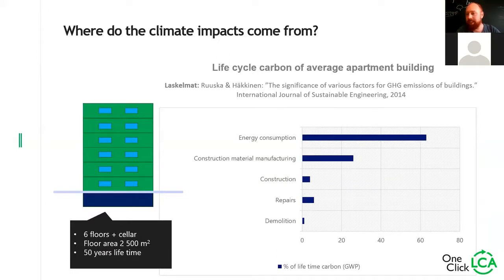So where do we actually get these climate impacts from? If we're looking at the normal assessment, in this case a 6-floor building with a cellar, 2,500 square meters, for a 50-year lifetime, we can see that a very big part of this comes from energy consumption. So that, of course, you can do something about by, for example, having renewable energy. But as you see, we also have quite a large part coming from the construction materials manufacturing, from the construction itself, from repairs, and then also some from demolition.